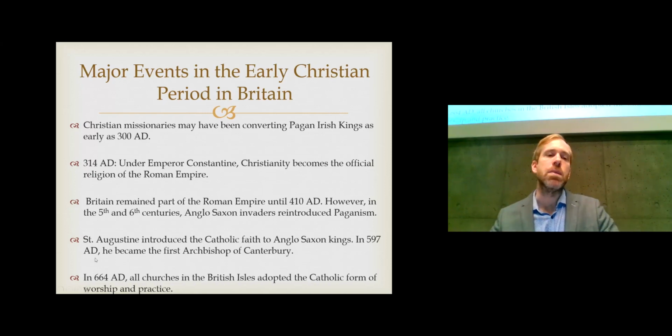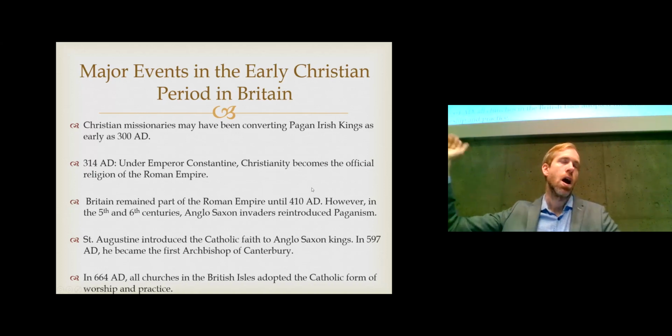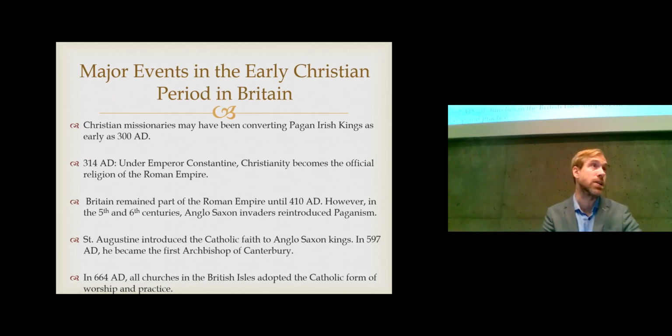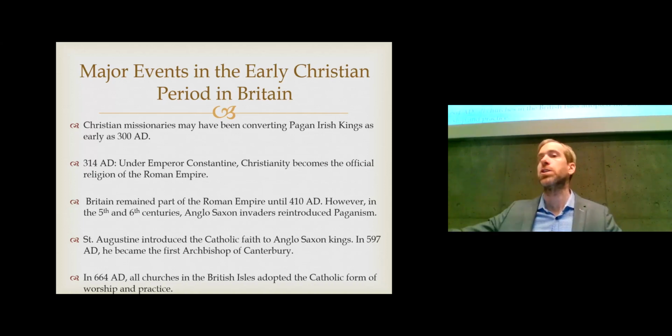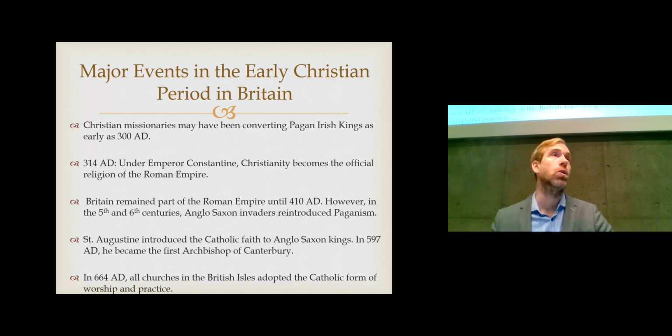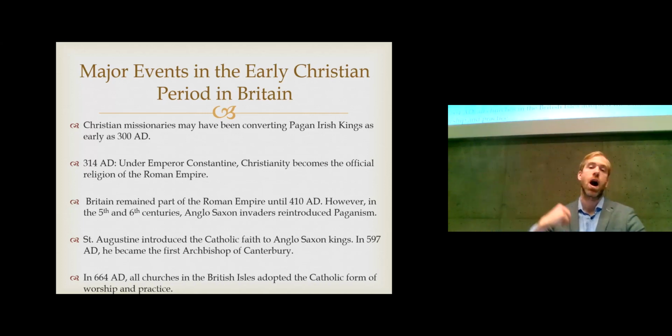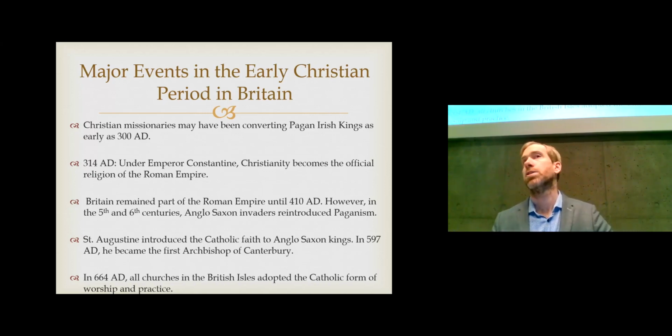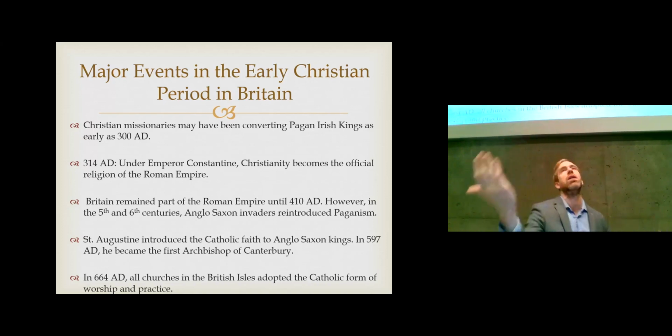So technically, Britain became a Christian nation because it was part of the empire, but that came to an end in less than 100 years due to what I mentioned previously, the disintegration of the Roman Empire. In the 5th and 6th centuries, the Anglo-Saxon invaders, the ones I mentioned before, reintroduced paganism. When the Anglo-Saxons and Jutes came to Britain, they brought their own religion, and it was not Christianity, it was their own version of paganism, and that's because the Anglo-Saxon invaders were not part of the Roman Empire.